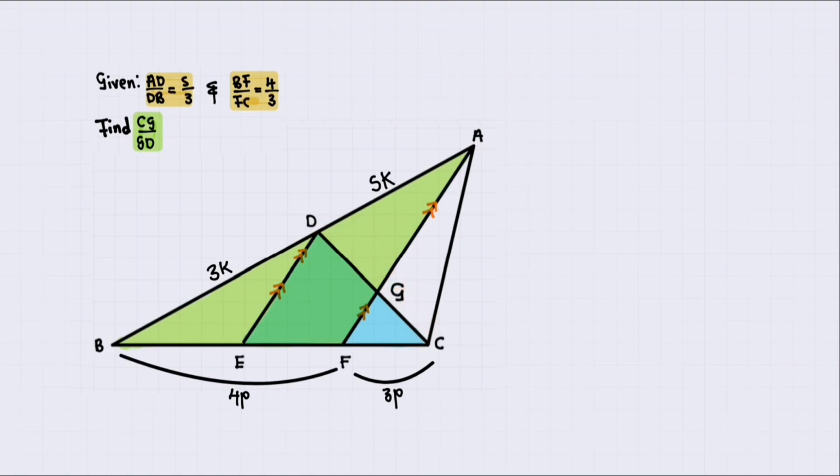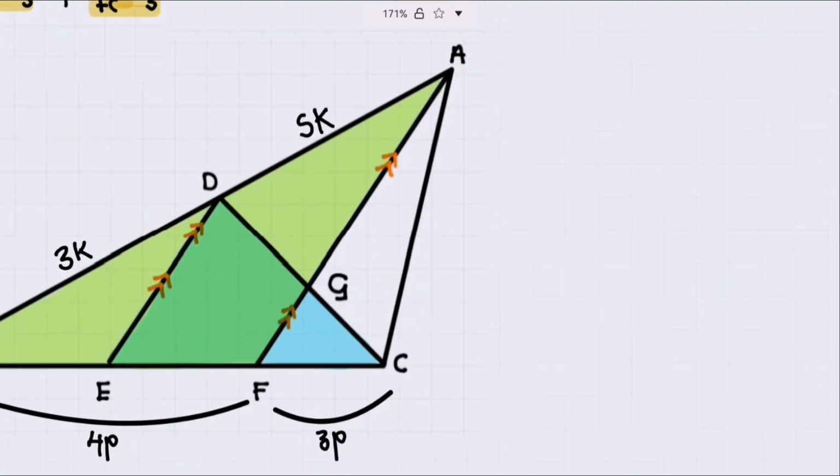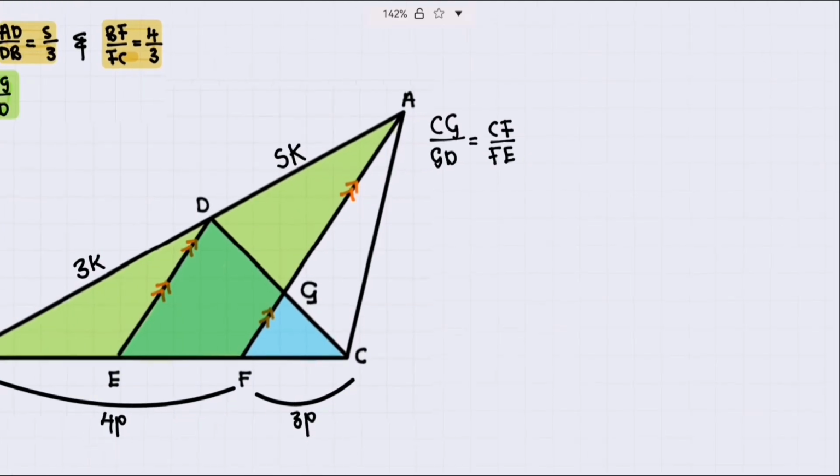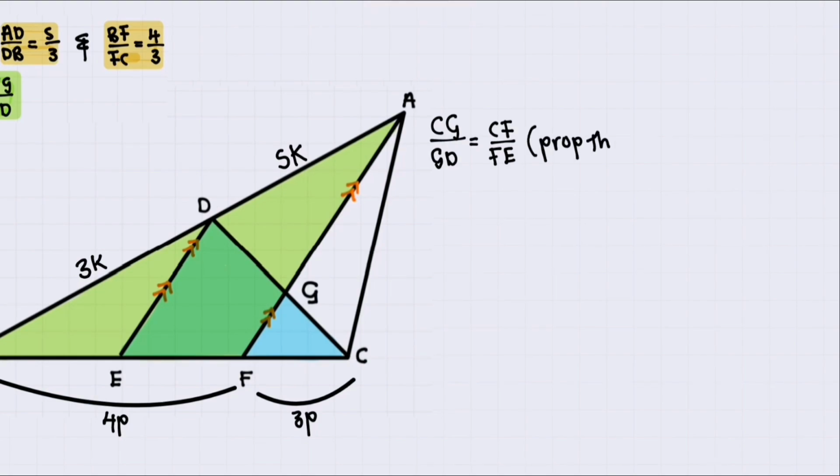Now, what you really want to do when you get this type of question is look at the question. The question is looking for the ratio of CG to GD. You ask yourself, which side corresponds with CG to GD? You know that it corresponds with CF to FE. So that's what you're going to say. You're going to say, well, I know that CG to GD, that ratio is the same as CF over FE. And the reason for this is that this is the proportionality theorem, right? And remember to mention your parallel lines. In this case, the parallel lines are FG, which is parallel to ED.